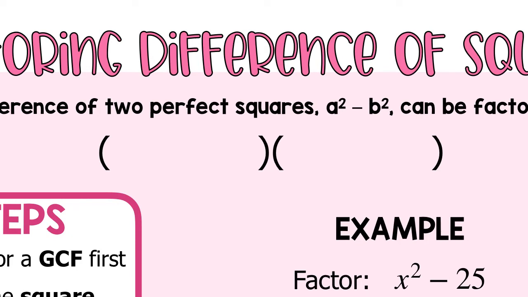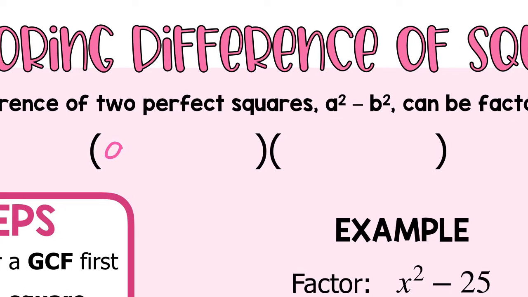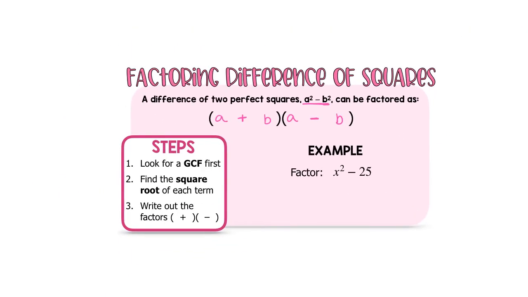Those can be factored pretty easily. You just take the square root of each. So in this example here, a squared and b squared, it would be a, and the square root of b squared would just be b. And then you make sure that one of them is positive and one of them is negative. That's it. You just figure out the square roots, and make sure one is positive and one is negative. That's how you factor a difference of squares.